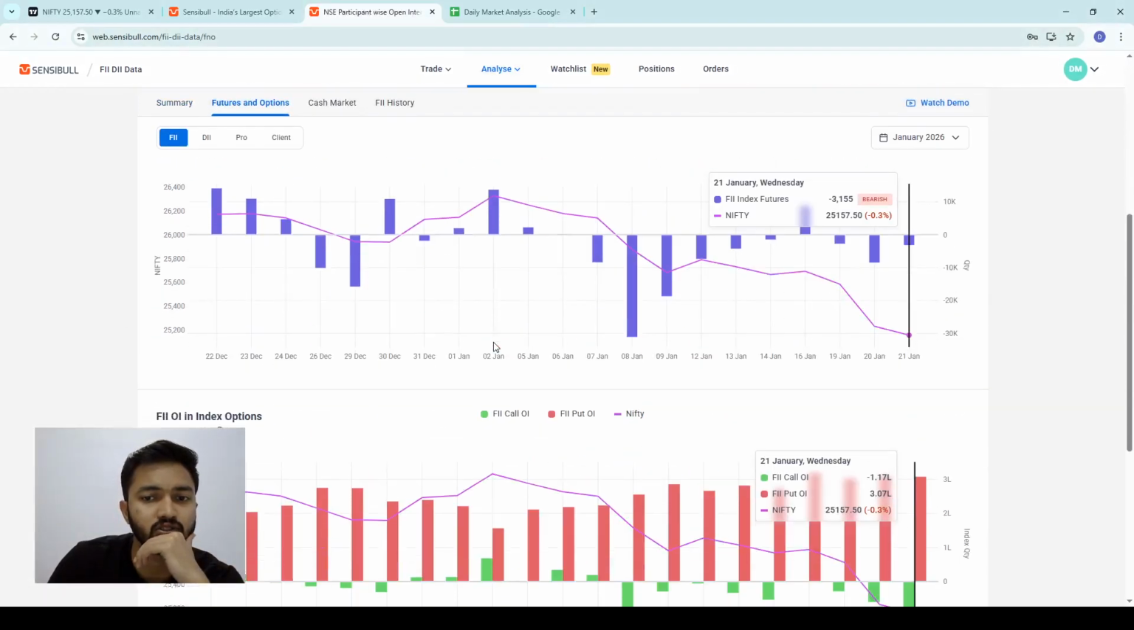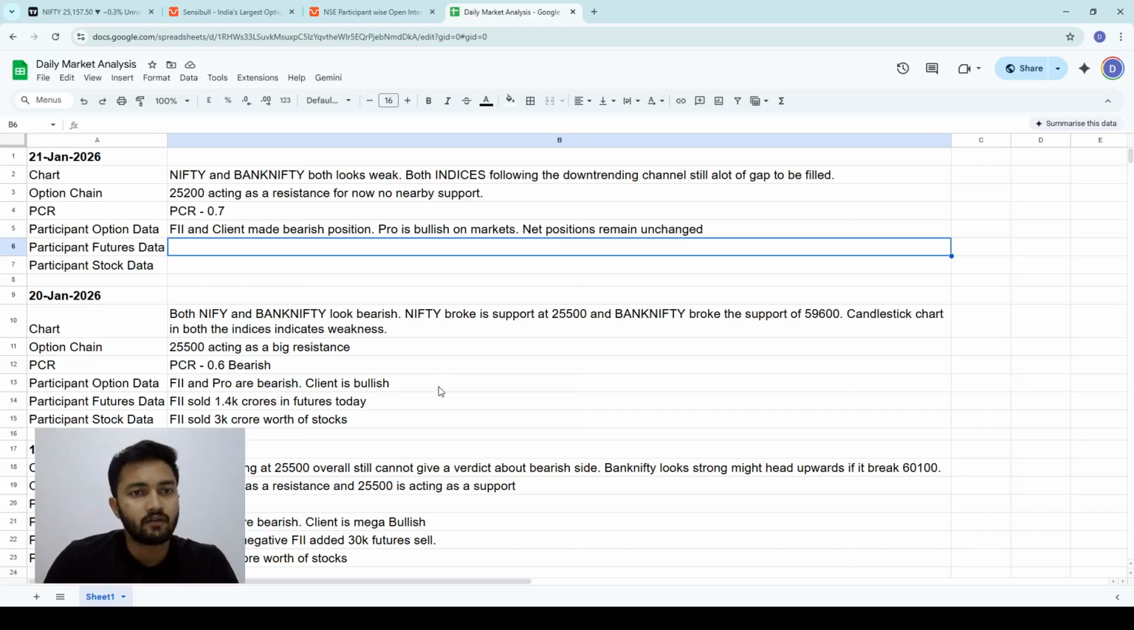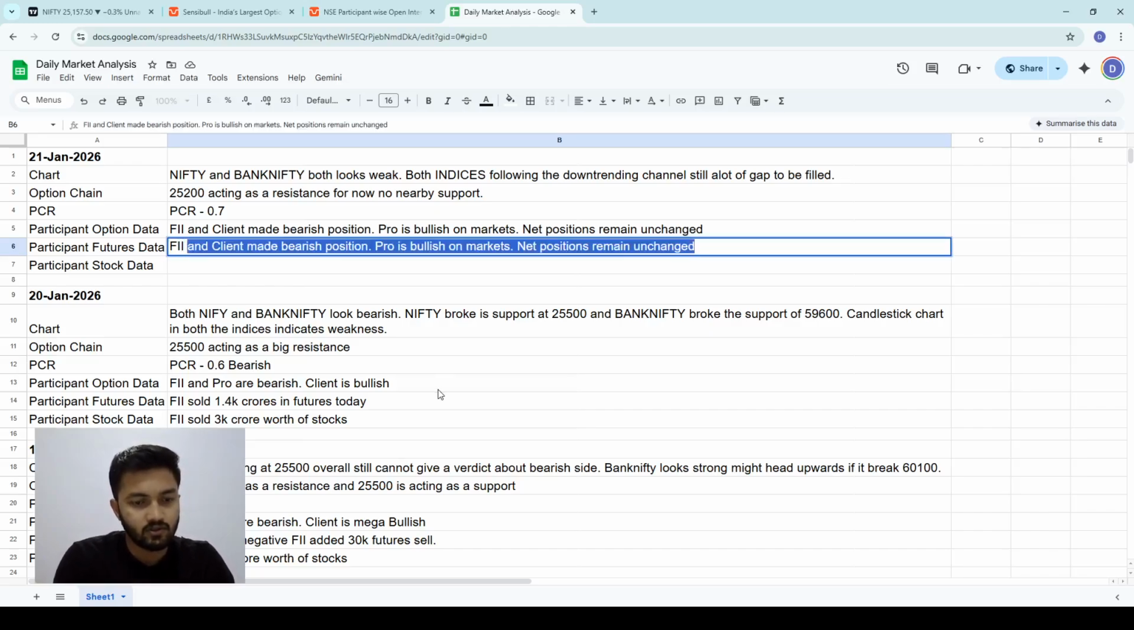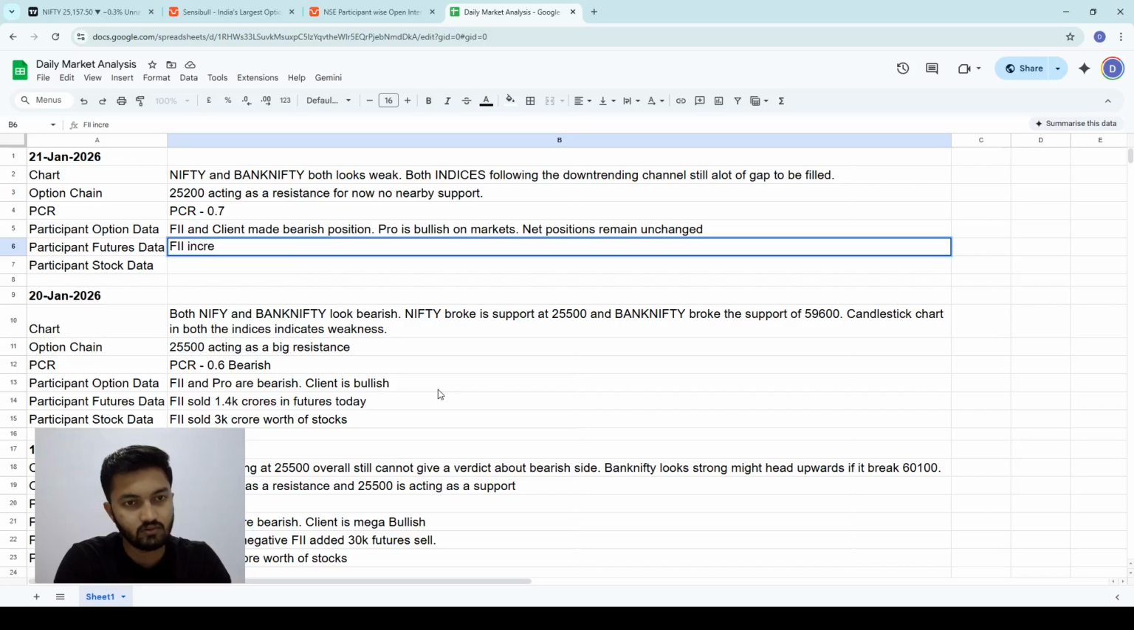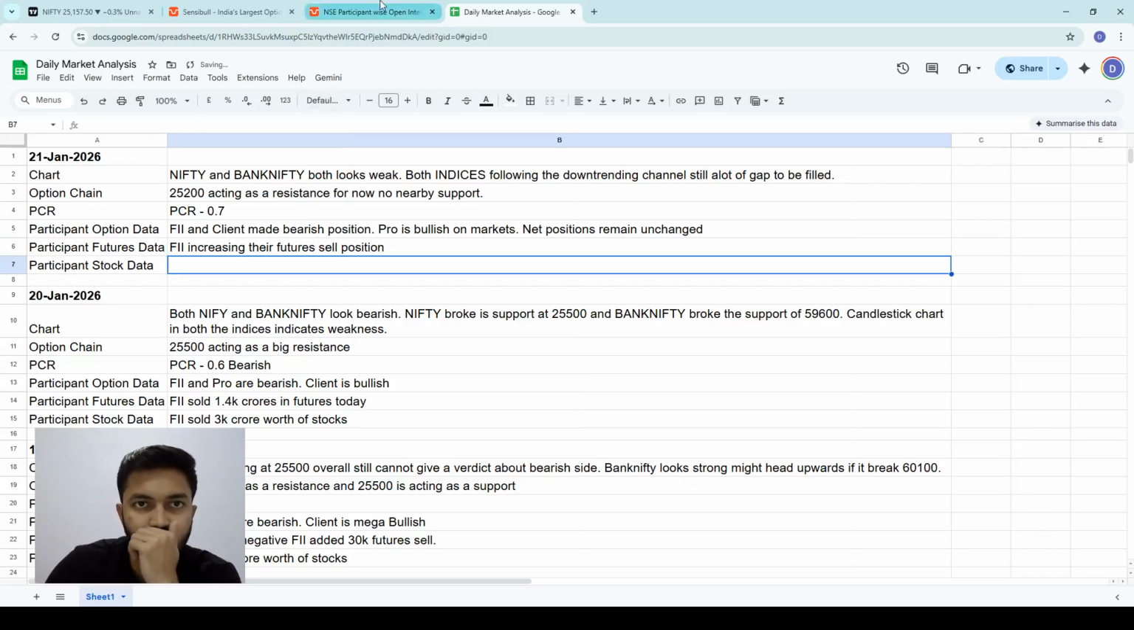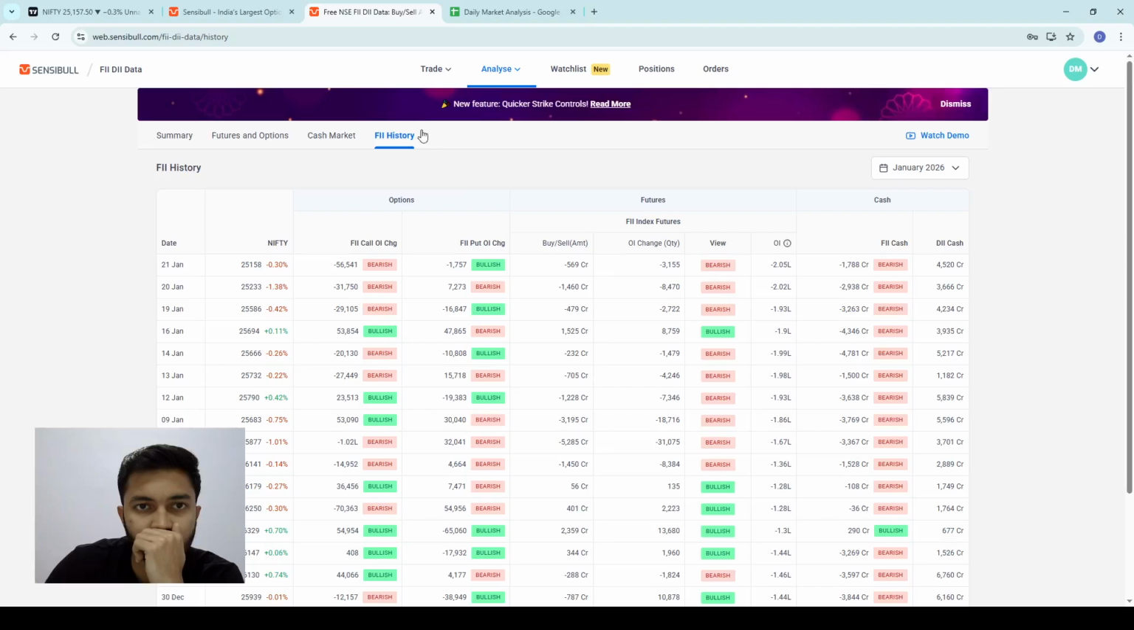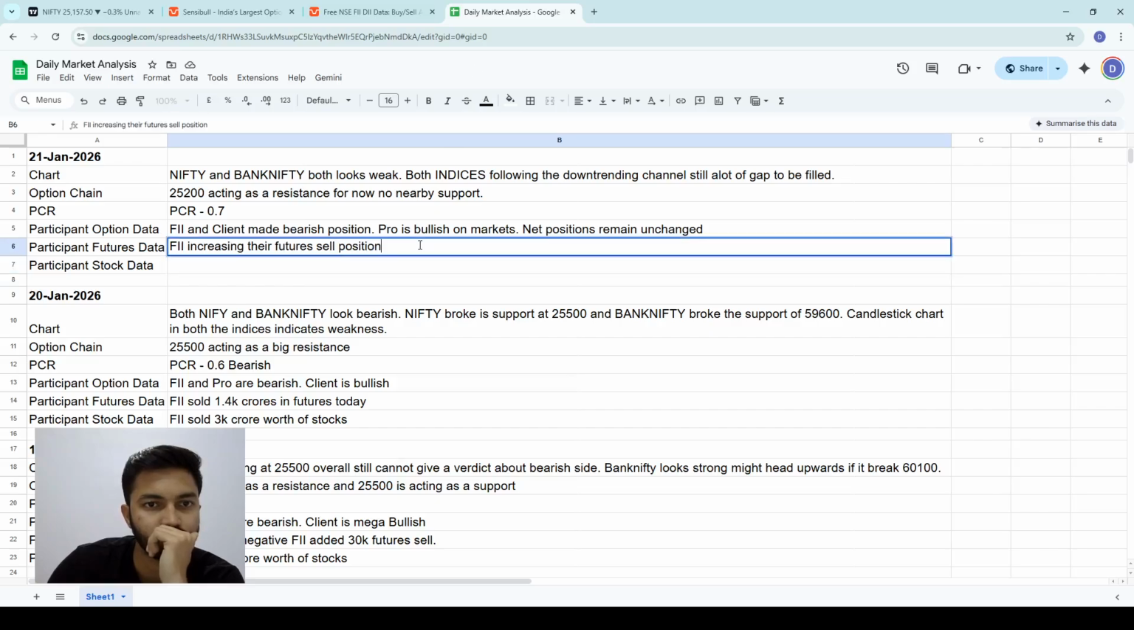What's happening on the futures side? FII is increasing their futures sell position. They sold about 600 crores.